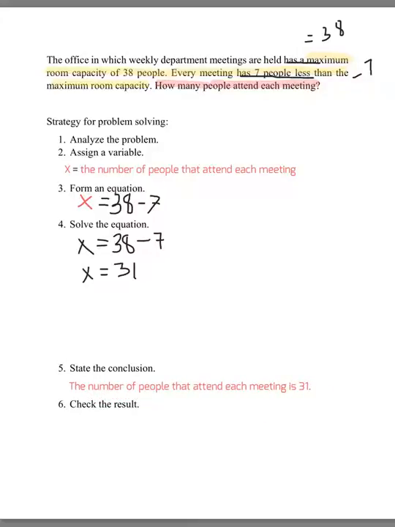Now the last step is to check the result. Just like in step 4, whenever checking the result, we want to start off with the original equation found in step 3. So the original equation is x equals 38 minus 7. But now we know that x is equal to 31, so we'll simply plug in a 31 wherever we see an x, and everything else is going to remain exactly the same.